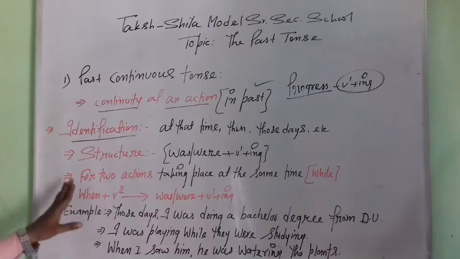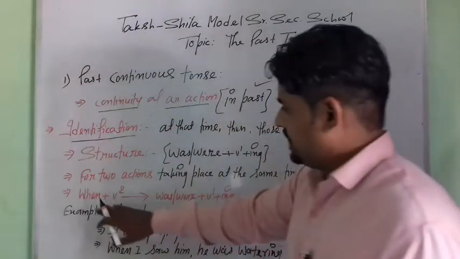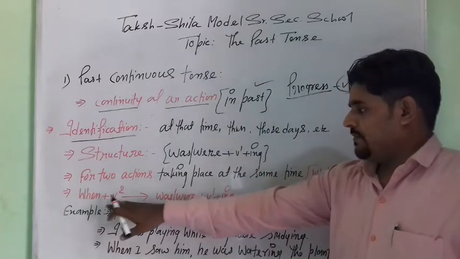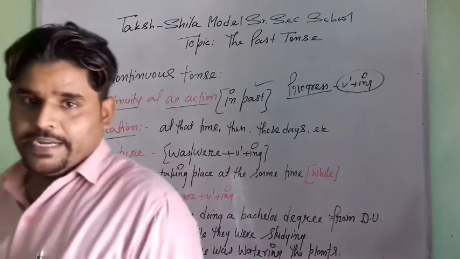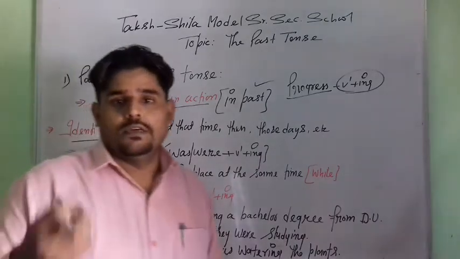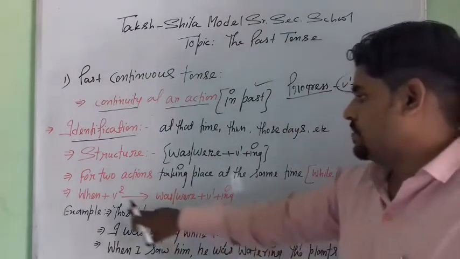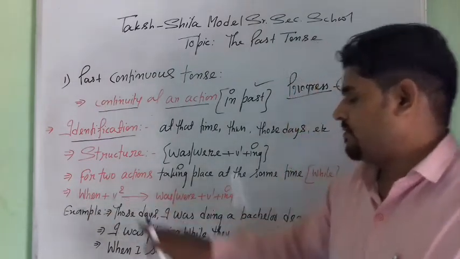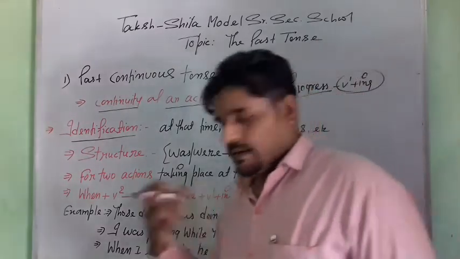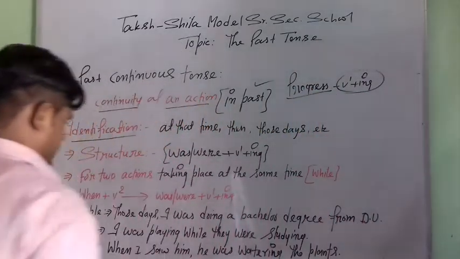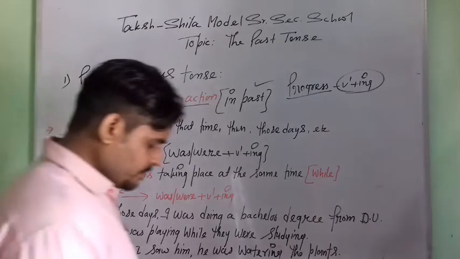Now there is a second condition where we use past continuous tense, that when there are two actions, right? One action is complete and the other action seems to be in continuity, seems to be in progress, right? In the past tense we use this format, means when के साथ we use second form of the verb and the other clause is formed into past continuous tense, right? Now just take a look at the examples given below.